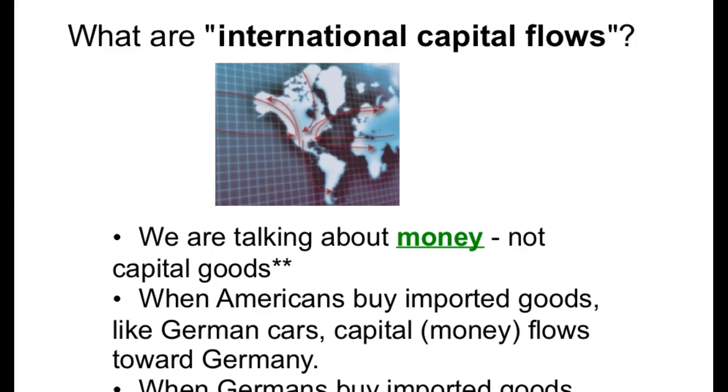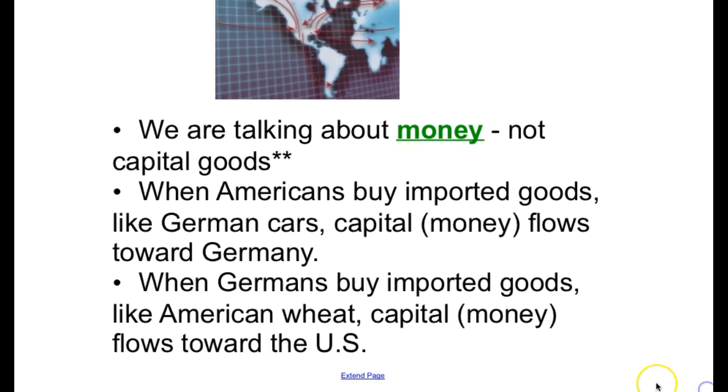So why does money move across borders? Well, for example, when Americans buy imported goods, like German cars, capital or money will flow toward Germany. So the producer in Germany is going to receive a payment, and the American consumer is going to receive the car. Same thing happens when Germans buy imported goods from the United States, like American wheat. The money will flow toward the United States, but the wheat or the product will flow towards Germany.